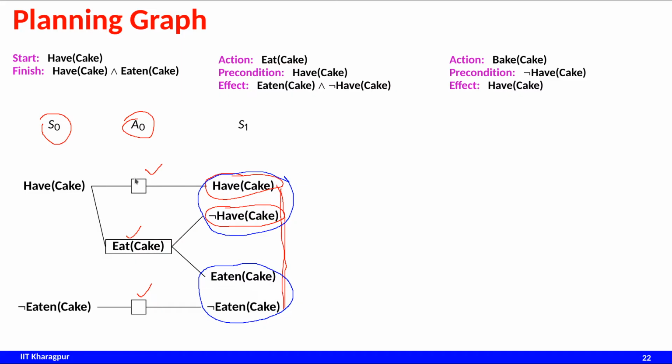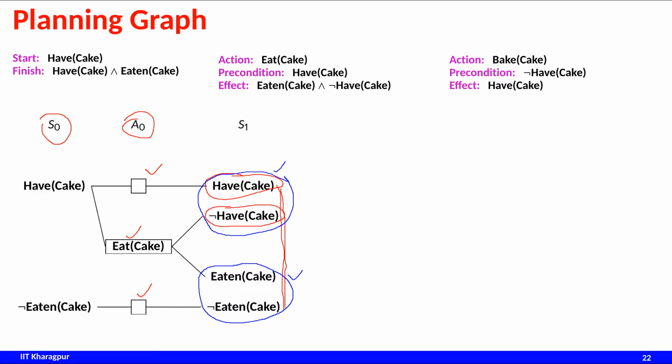Because we have added the persistent actions, we are just carrying forward as it is. So we need to do something else so that we can say that these two literals will not be true simultaneously. The thing is that we cannot reach a state where I have cake and not have cake are both true. So we need to restrict that.